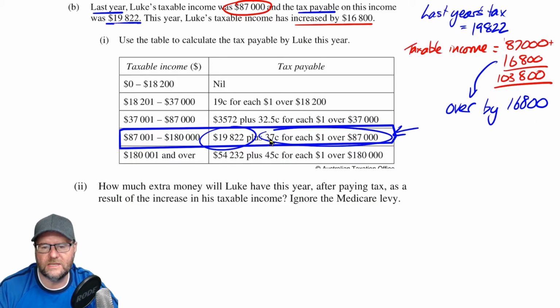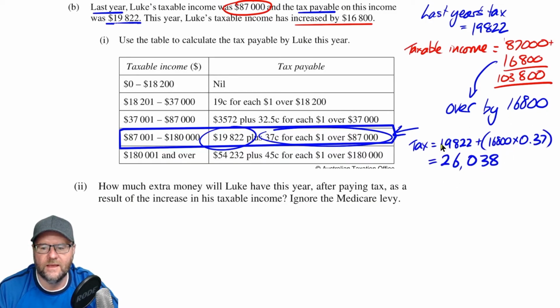So he pays 37 cents on every one of those dollars. So here's the calculation. Tax payable for Luke will be the lump sum part at the front plus 37 cents for every one of these 16,800. So we'd write that out as 19,822 plus, in brackets, 16,800 times 0.37, because that's 37 cents written in dollar form. When I punch that in our calculator, I get a tax amount of 26,038, and that is the answer to part one.